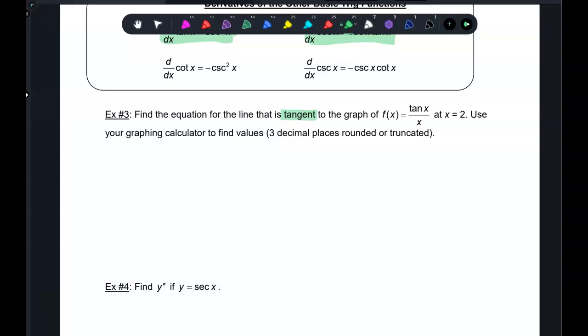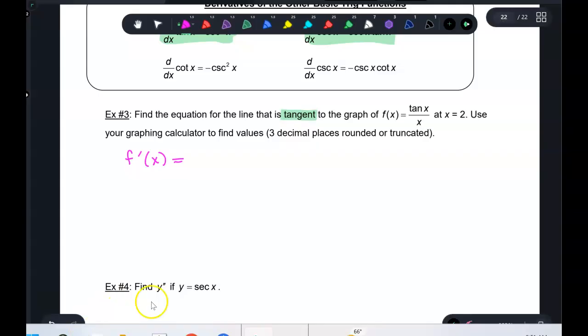Is there a way to do this on the calculator? We have a calculator we can use on the derivative. We can, but I want to practice the quotient rule. We have to find the derivative, and then we're going to plug 2 into the function and plug 2 into the derivative. And then I'll show you on your calculator.